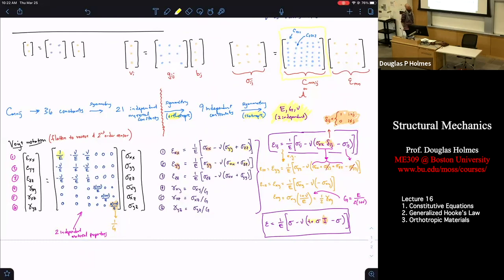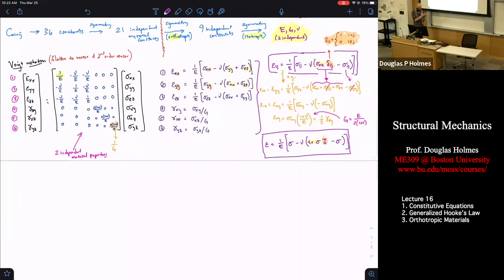The second most common constitutive relation you'll come across is an orthotropic material model. For an orthotropic material, in general, this doesn't mean you'll always have it be this way. In general, there are taken to be three planes of symmetry.